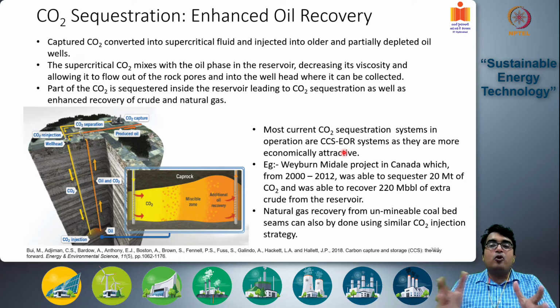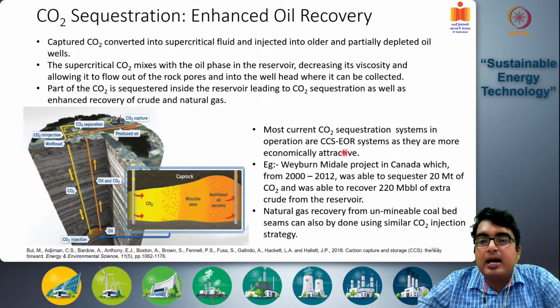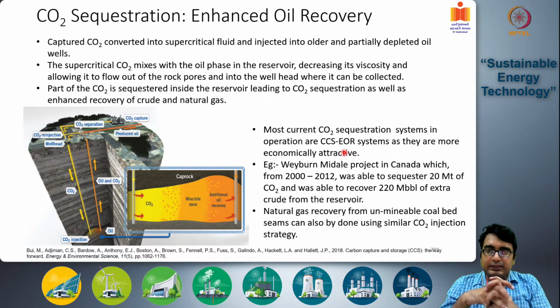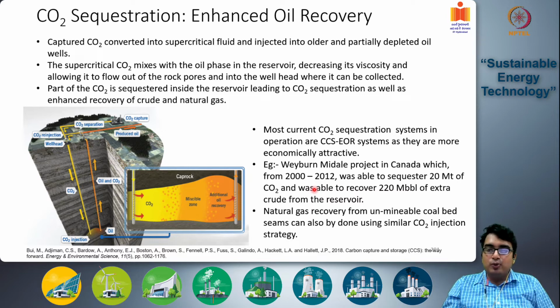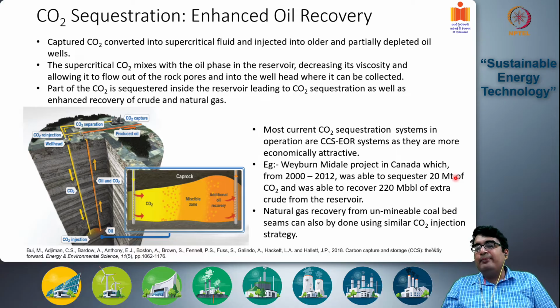Okay. So most current CO2 sequestration systems are these CCS EOR systems. Examples include, there are several, the Weyburn Meadow project in Canada, which is continuing to run, but it was actually monitored between 2000 to 2012, and it was able to sequester around 20 metric tons of CO2 and was able to recover 220 million barrels of extra crude. Okay, so a lot of extra crude was recovered, and a modest amount of CO2, around 20 metric tons of CO2, was sequestered during this period.